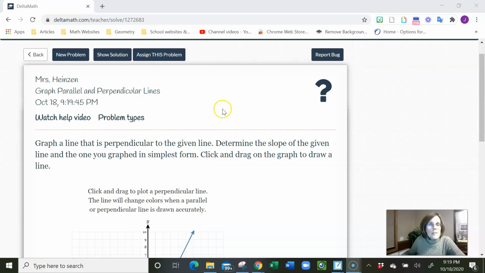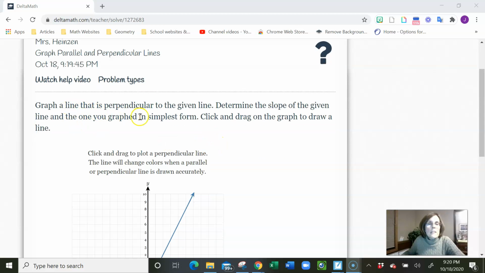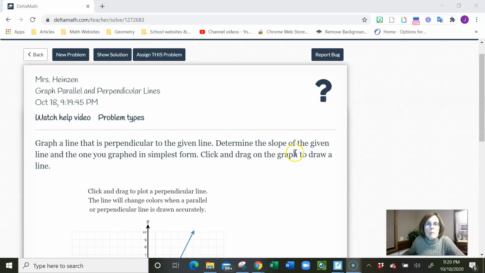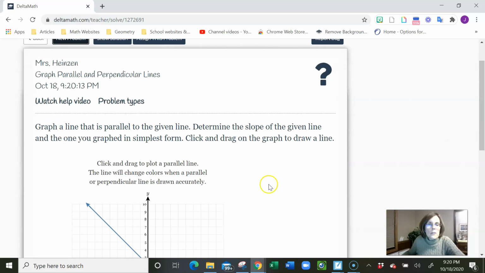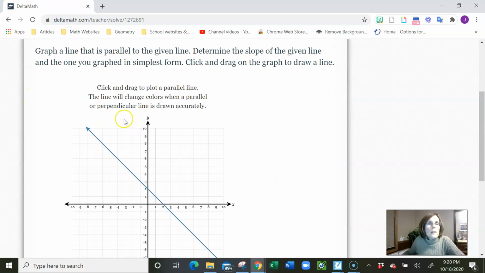And this is telling me to graph a line that is perpendicular to the given line. Some of them will be parallel and some of them will be perpendicular. Let's start with a parallel one. I'm just going to keep trying. Oh, here we go. So I will demonstrate a perpendicular one. So graphing a line that is parallel.